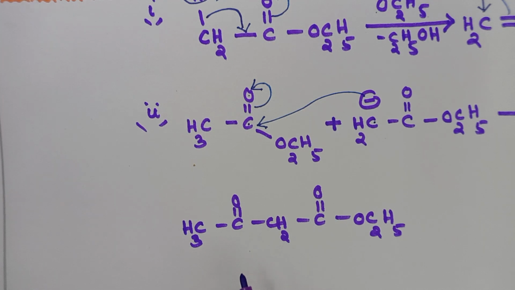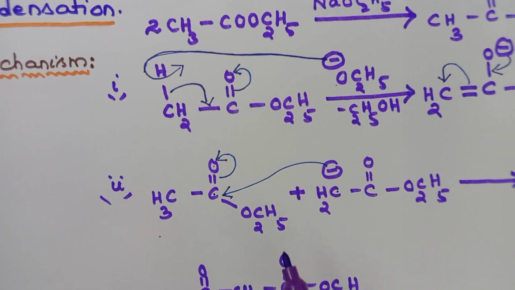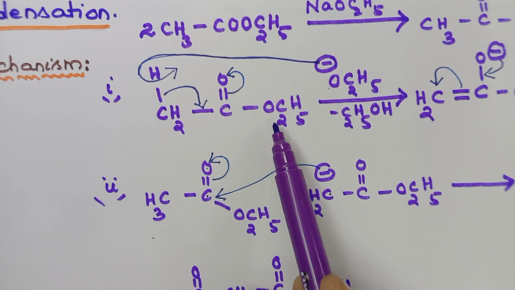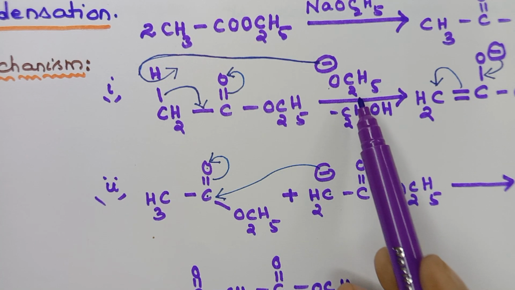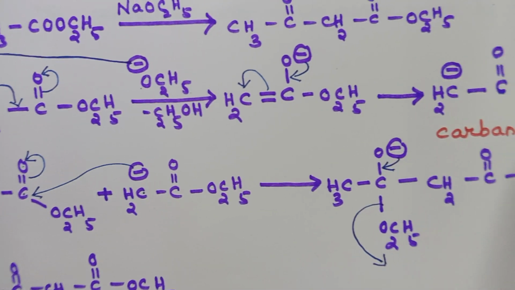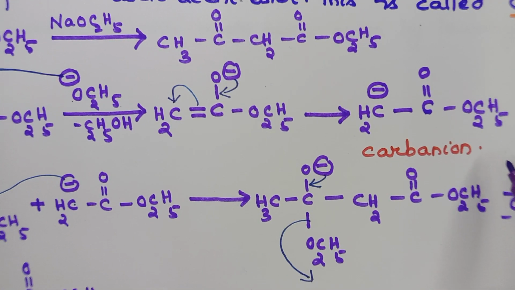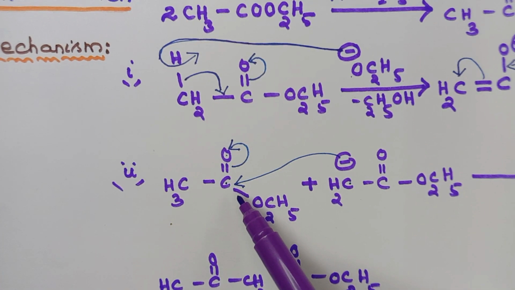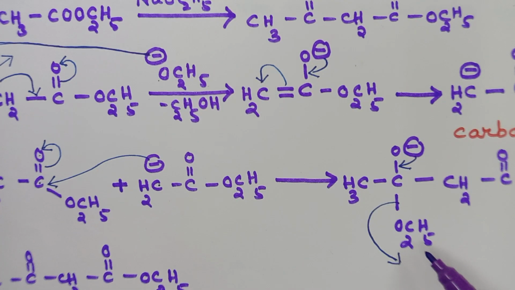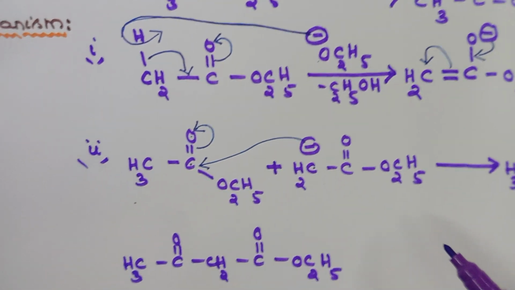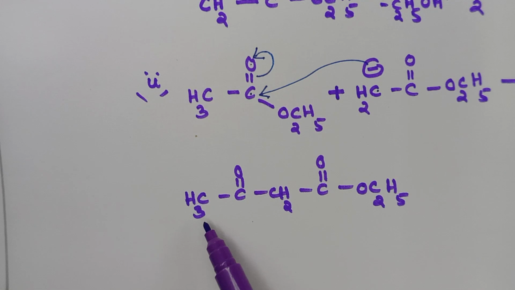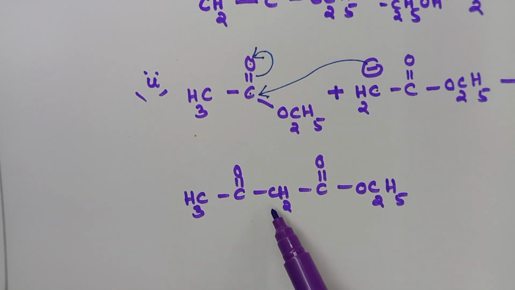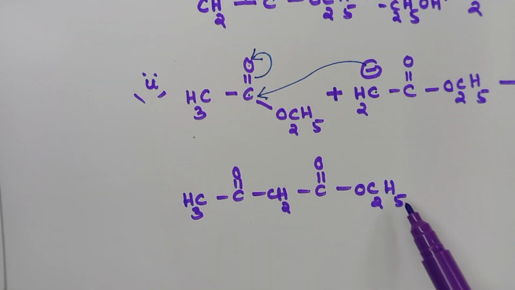See how easy this mechanism is. Hope I made clear, students. Fine, understood. The first step, first molecule of acetic ester, in the presence of OC2H5 minus, we find the formation of carbanion. Second step, this carbanion reacts with second molecule of acetic ester and removal of OC2H5 minus, and the final product aceto acetic ester CH3 C double bond O CH2 C double bond O C2H5.